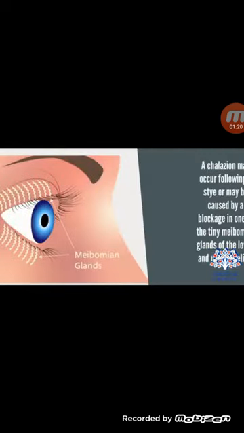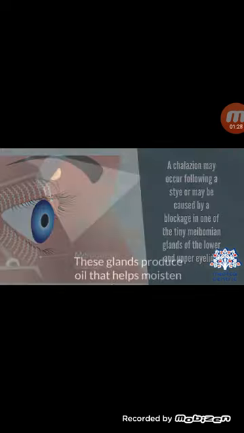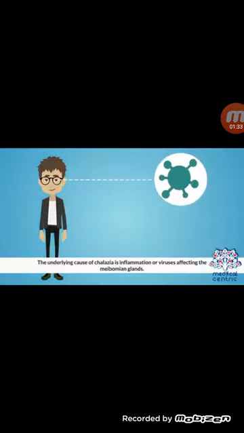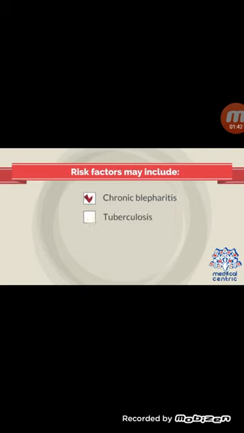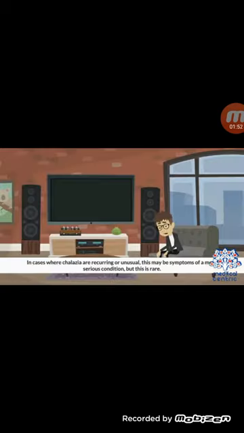Causes. A chalazion may occur following a stye, or may be caused by a blockage in one of the tiny meibomian glands of the lower and upper eyelids. These glands produce oil that helps moisten the eyes. The underlying cause of chalazia is inflammation or viruses affecting the meibomian glands. Risk factors may include chronic blepharitis, tuberculosis, seborrhea, acne rosacea, viral conjunctivitis. In cases where chalazia are recurring or unusual, this may be symptoms of a more serious condition, but this is rare.